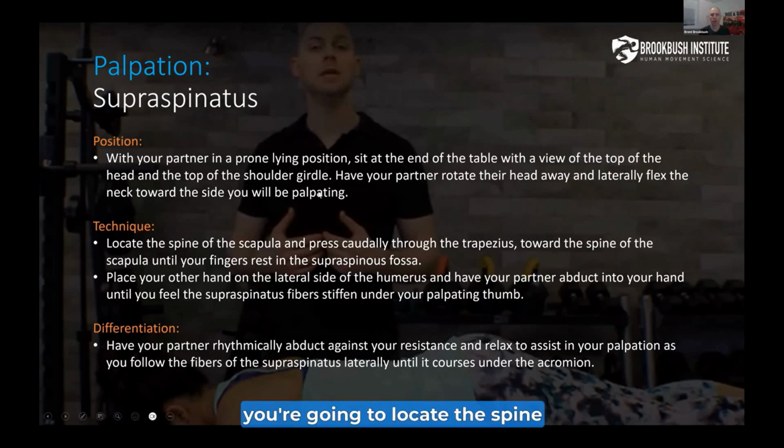Okay? You're going to locate the spine of the scapula and press caudally through the trapezius. Right? Caudally is like towards the tail, towards their tailbone. So down through the trapezius, toward the spine of the scapula until your fingers rest in the supraspinous fossa. If you place your other hand on their humerus, what you can do is have them lightly abduct into your hand, and if you're in the supraspinous fossa, you will be able to feel the supraspinatus contract, get dense underneath your fingers.